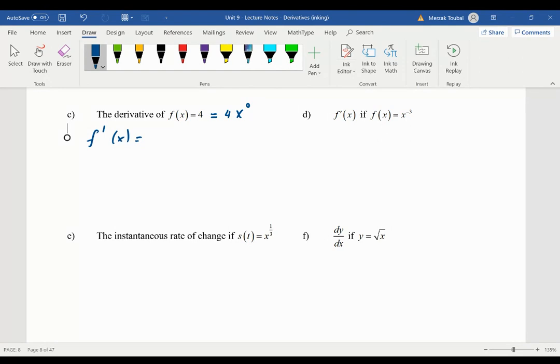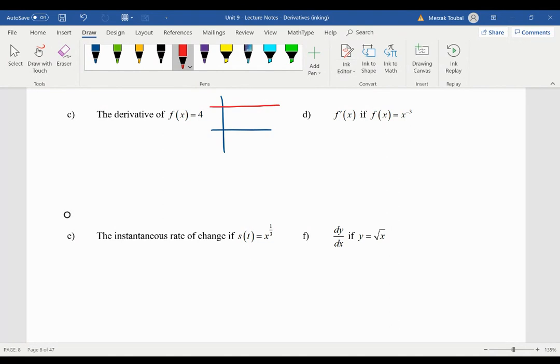Or let's do the first option. So the first option would be, if we sketch the graph of f of x equals 4, then the graph would be simply a horizontal line parallel to the x-axis.